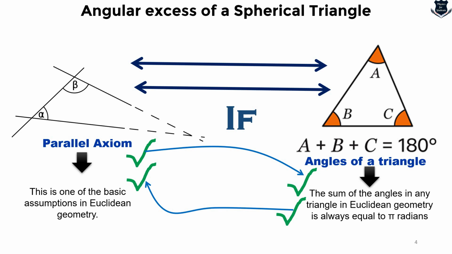Now, note one point: this equivalence of the parallel axiom and the angle sum only applies in Euclidean geometry. In other geometries like spherical geometry, the parallel axiom might not hold true and the angles of a triangle might not add up to pi, which we are going to look at later.